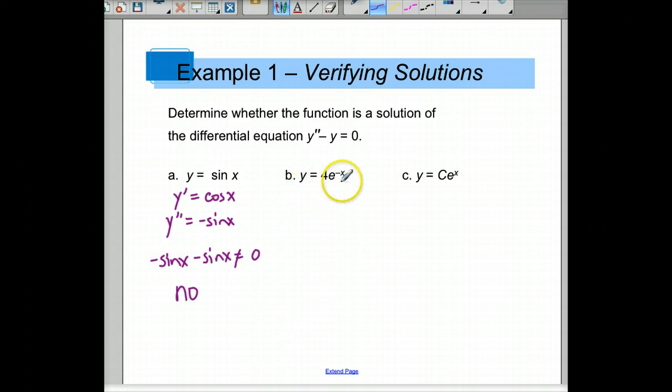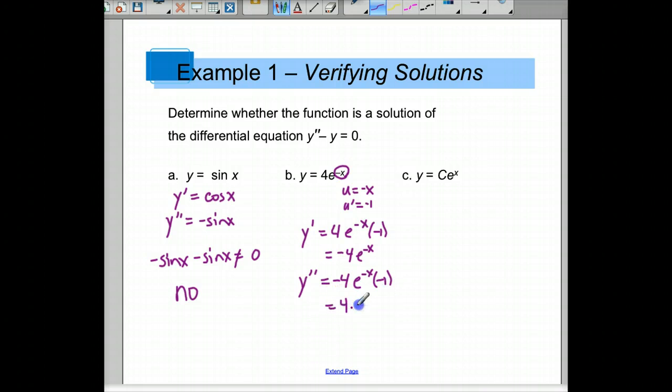How about this one? In this case, u is the exponent, and the derivative of u is negative 1. So the derivative of 4e to the negative x is 4 e to the negative x times the derivative of negative x. So it's negative 4 e to the negative x. Then we need the second derivative, negative 4 times e to the negative x, then times the derivative of the exponent again. So then we get positive 4 e to the negative x. We're going to plug that in. So we have 4 e to the negative x minus y, so minus the original 4 e to the negative x.